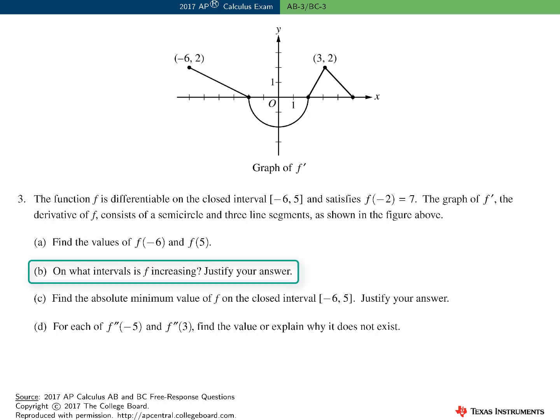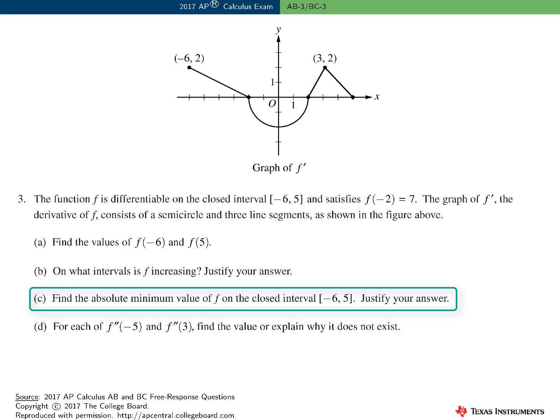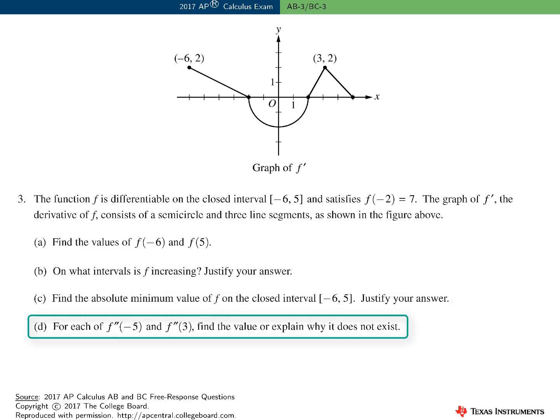In part B, we need to determine the intervals on which f is increasing. In part C, we need to find the absolute minimum value of f on the closed interval minus 6 to 5. And in D, we need to find the values f double prime of minus 5 and f double prime of 3, or explain why they don't exist.